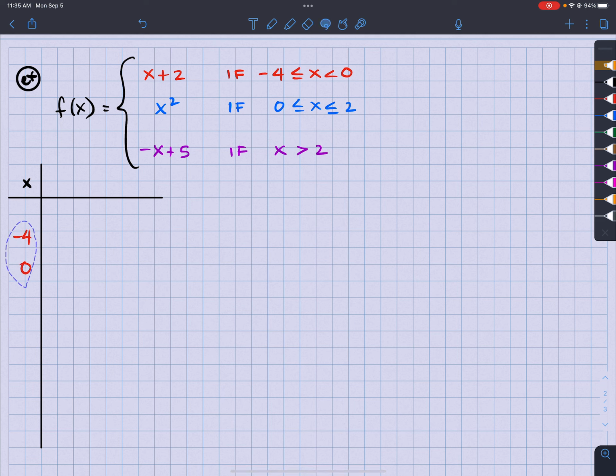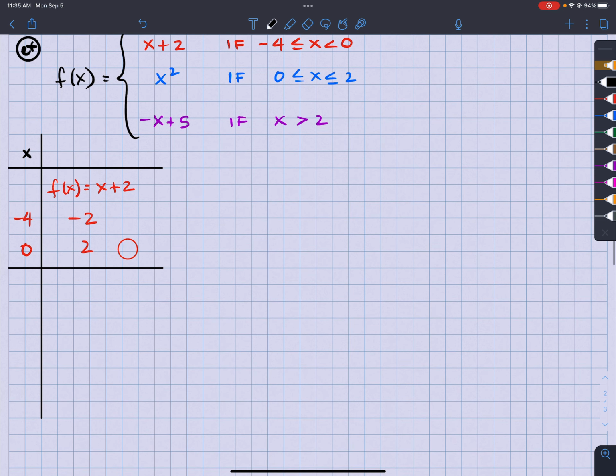F of x is equal to x plus 2. So if I plug in -4 in here, what do I get? I get a -2 because -4 plus 2 is -2. And if I plug a 0 in here, 0 plus 2 is equal to 2. But remember, this is going to be an open circle. Okay? All right. So that part's done.